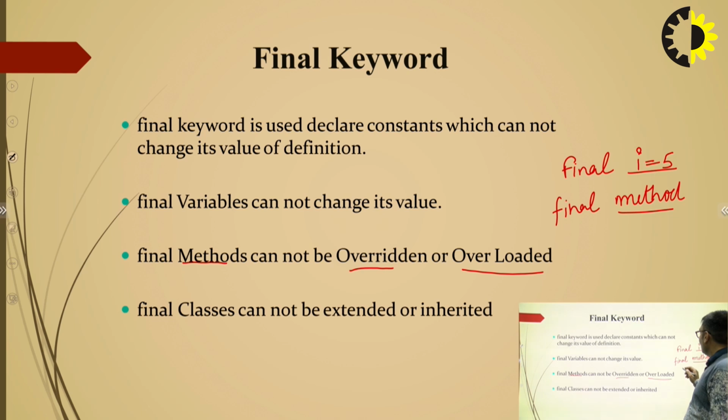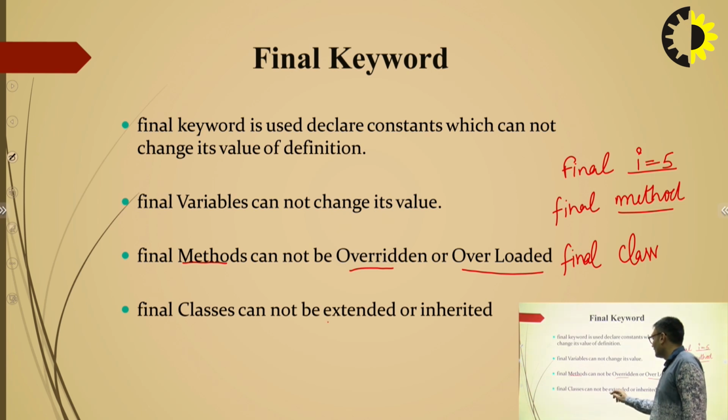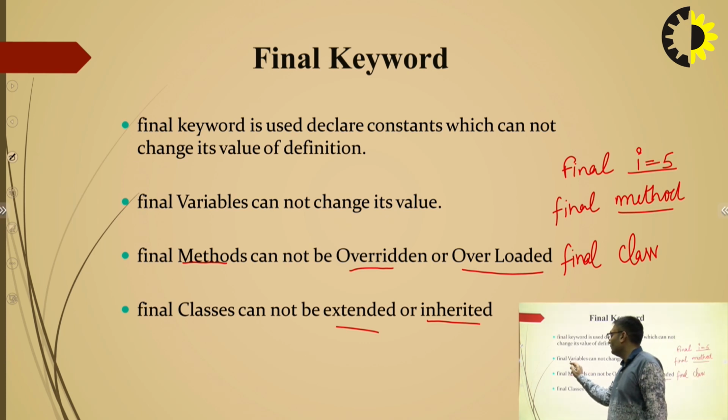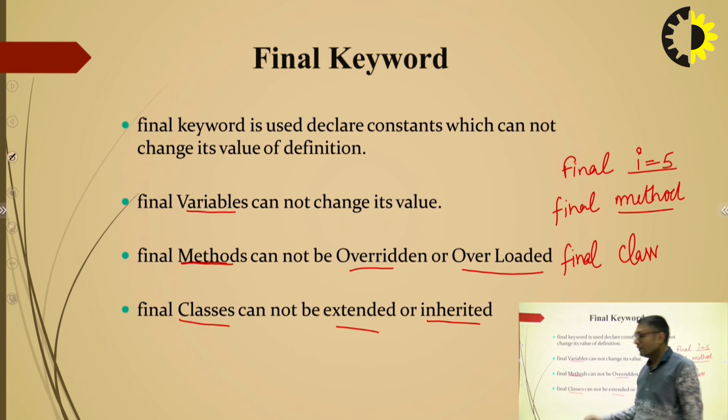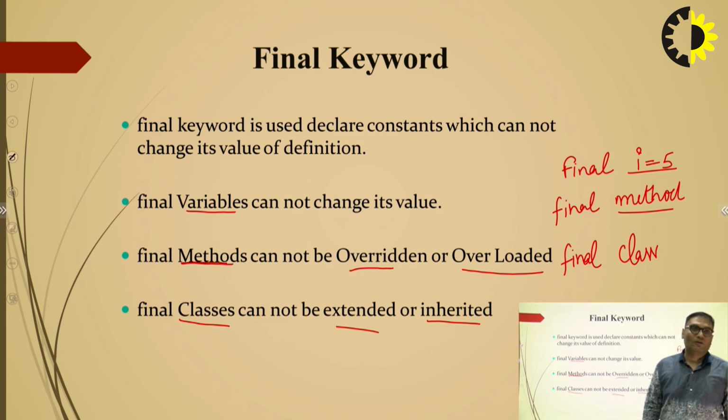If I apply the final keyword before the name of a class, then the class cannot be further extended or inherited. So these are the three usages. Final can be applied before a variable, before a method, and before a class. If a variable, then its value will not change. If a method, the method will not be overridden. And if a class, the class can't be further inherited or extended.